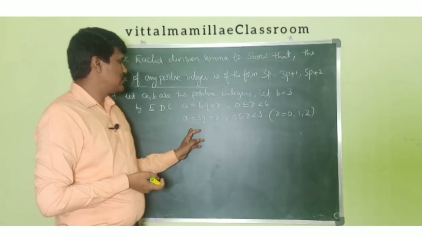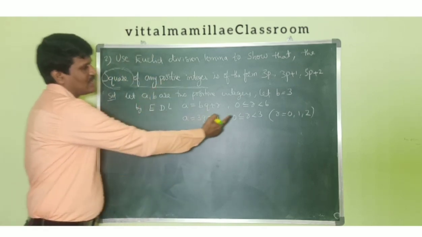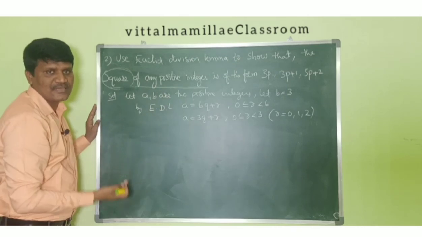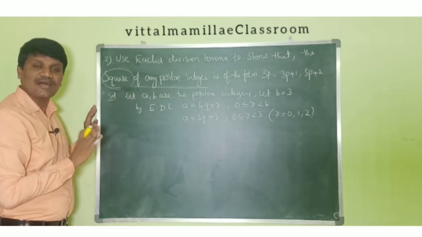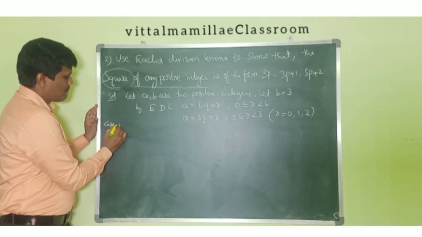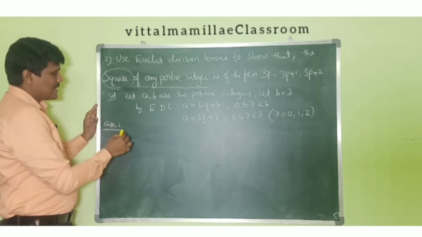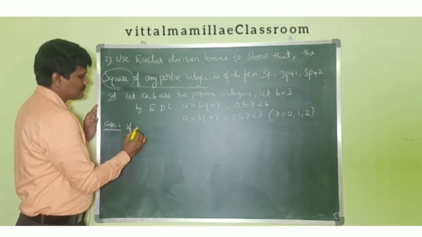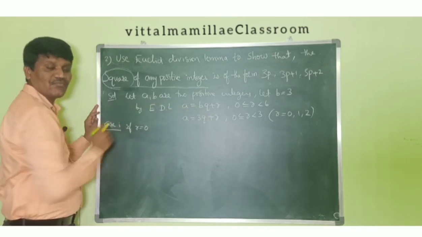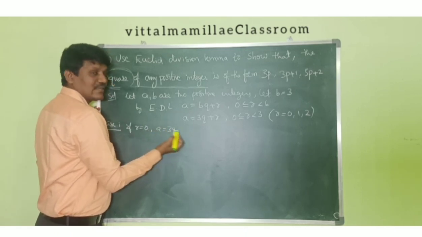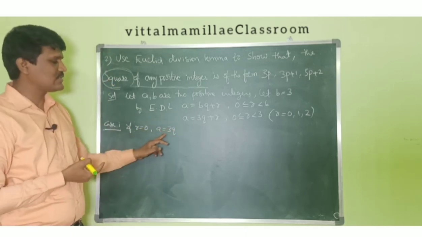Okay. So in this case, let us take the first case r is equal to 0, the second case r is equal to 1, and the third case r is equal to 2. So case 1. In case 1, I can write r is equal to 0. If I substitute r is equal to 0, I will get a is equal to 3q plus 0, which is nothing but a is equal to 3q.